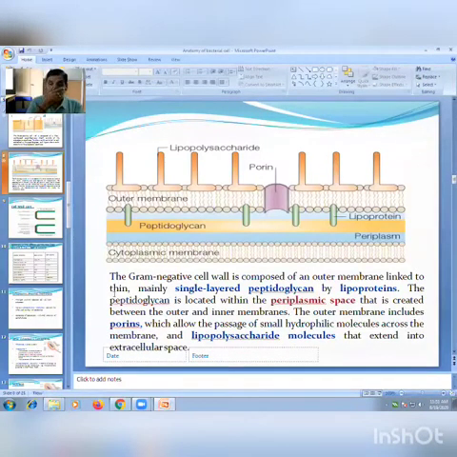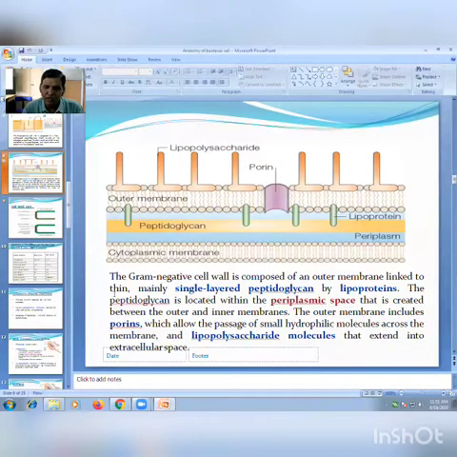This one is a picture of the cell wall of gram-negative bacteria. The gram-negative cell wall is composed of an outer membrane linked to a thin, mainly single layer peptidoglycan. Here it is thin and bilayer. The main difference between the gram-positive and gram-negative cell wall is that gram-positive is thick and single layer, while gram-negative is thin and bilayer. And here it consists of lipopolysaccharide.